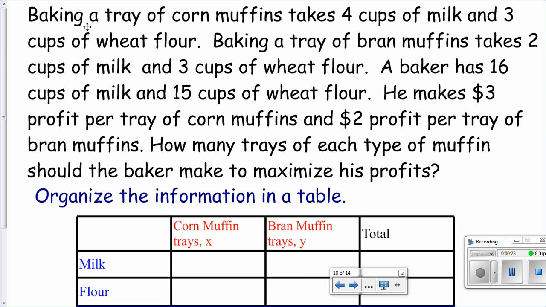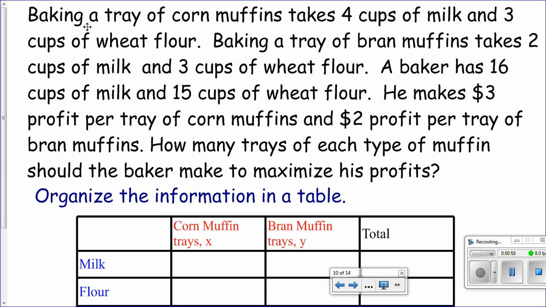So here is our scenario or word problem. Baking a tray of corn muffins takes 4 cups of milk and 3 cups of wheat flour. Baking a tray of bran muffins takes 2 cups of milk and 3 cups of wheat flour. A baker has 16 cups of milk and 15 cups of wheat flour. He makes $3 profit per tray of corn muffins and $2 of profit per tray of bran muffins. How many trays of each type of muffin should the baker make to maximize his profit?